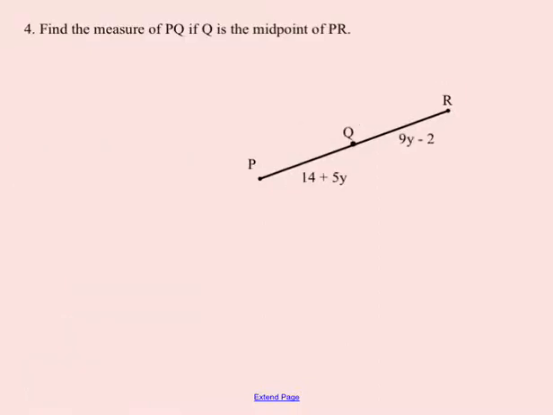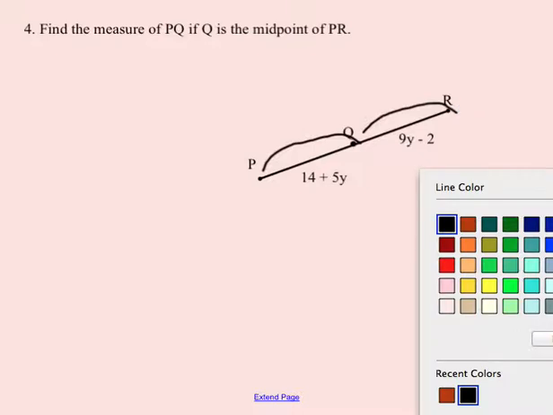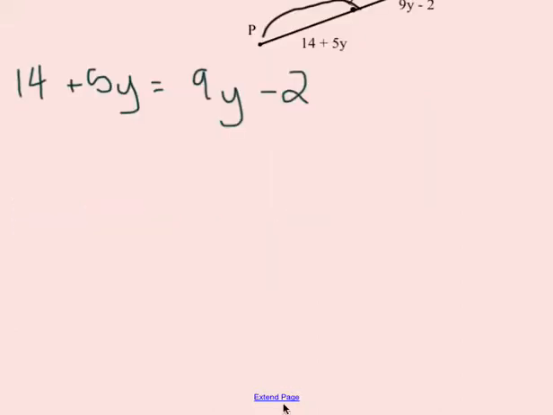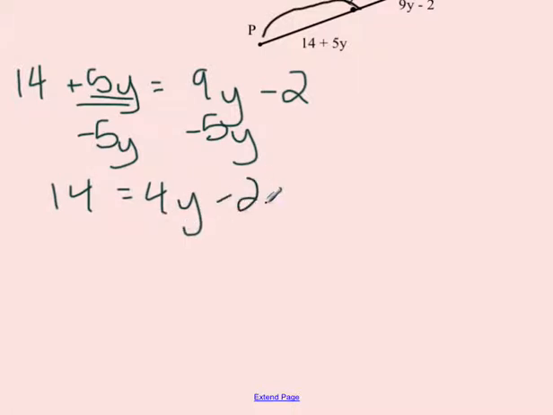Let's take a look at number 4. It says find the measure of PQ if Q is the midpoint of PR. So that tells us that this length is equal to this length. As a result, we can set the two expressions equal to each other. So we have 14 plus 5y, and that's going to be equal to 9y minus 2. So now we want to go ahead and solve this for y. I like to take the smaller amount of y's and bring it to the larger amount of y's. So here I have a positive 5y, so to get it to the other side, I need to subtract 5y. And then I get 14 is equal to 4y minus 2.